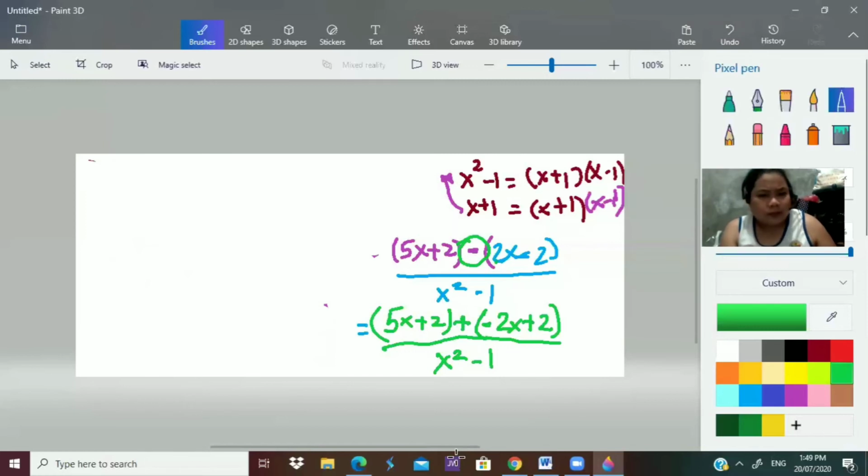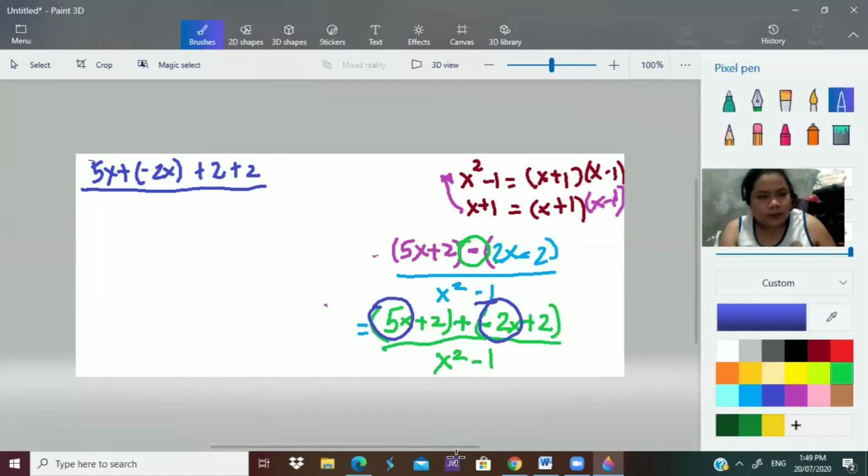Okay, so you have now 5x plus 2. So 5x, so combine natin ang similar terms natin. So 5x plus negative 2x plus 2 plus 2. So ito na yung bago natin ngayon. Dito ko to kinuha, all over x squared minus 1. So you have now 3x, 5 plus negative 2, positive 3x plus 4 over x squared minus 1.